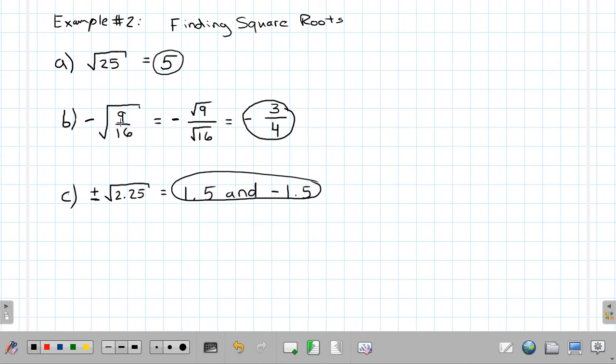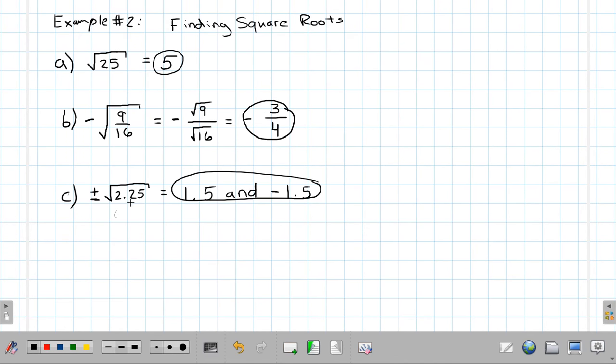This one's a little bit more tricky with the fraction, but once again, if you've got the calculator or if you paid attention to this little trick that we can do, it's actually not that bad at all, because if you take the square root of the numerator, well, square root of 9 is easy. 3 times 3 is 9. Square root of 16 is easy. 4 times 4 is 16. So that's going to be a negative 3/4.